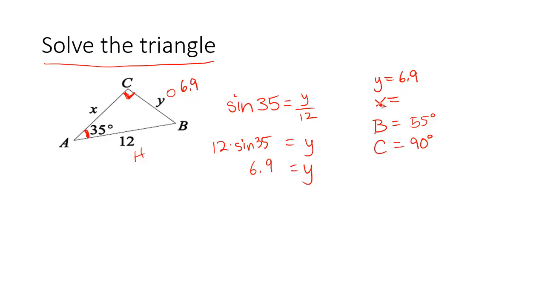And you can actually find x either through SOHCAHTOA or you can use the Pythagorean theorem. So x squared plus 6.9 squared is equal to 12 squared. So what does that give you? You'll get 12 squared, take away 6.9 squared, and that'll be 96.4. And the square root of that is going to be 9.8 approximately. So now you solved the triangle.